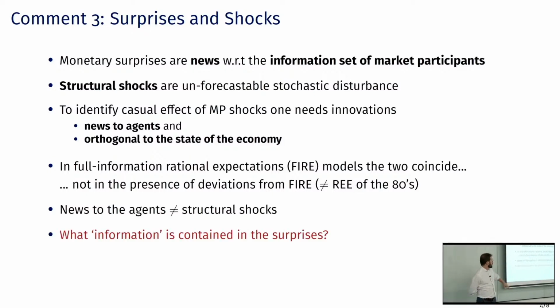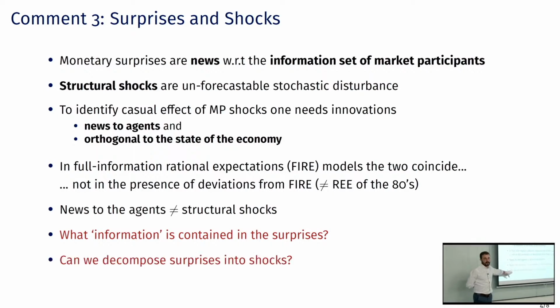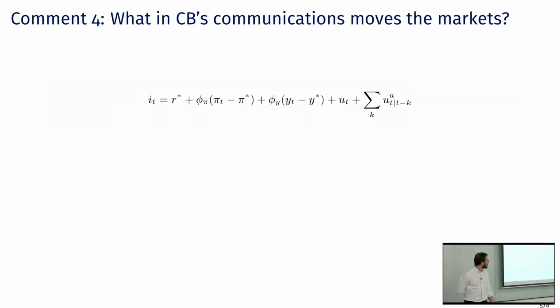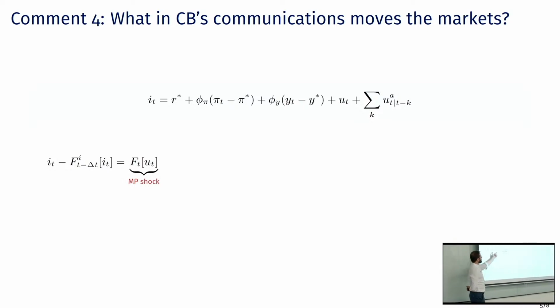Now, the question is, what kind of information is in the surprises, and can we decompose these surprises into monetary policy shocks? Let me, to give you a bit of a sense of what can happen, use a Taylor rule. There will be a response to inflation gap, a response to output gap, some anticipated deviations, and a monetary policy shock. Now, what happens when there is a monetary policy announcement? Well, if you are in full information rational expectations, the difference between your expectations a moment before and the realization is just a monetary policy shock, nothing else.